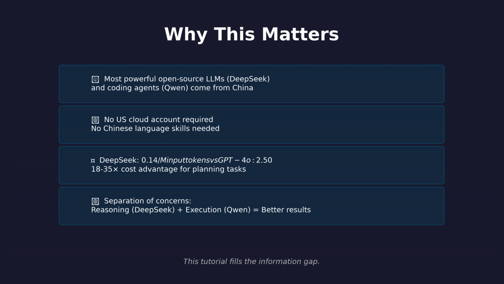DeepSeek costs just 14 cents per million input tokens. GPT-4o costs $2.50, that's an 18x difference. For output tokens, it's 35x. And the best part? The pipeline we're building separates reasoning from execution, giving you the best of both worlds.